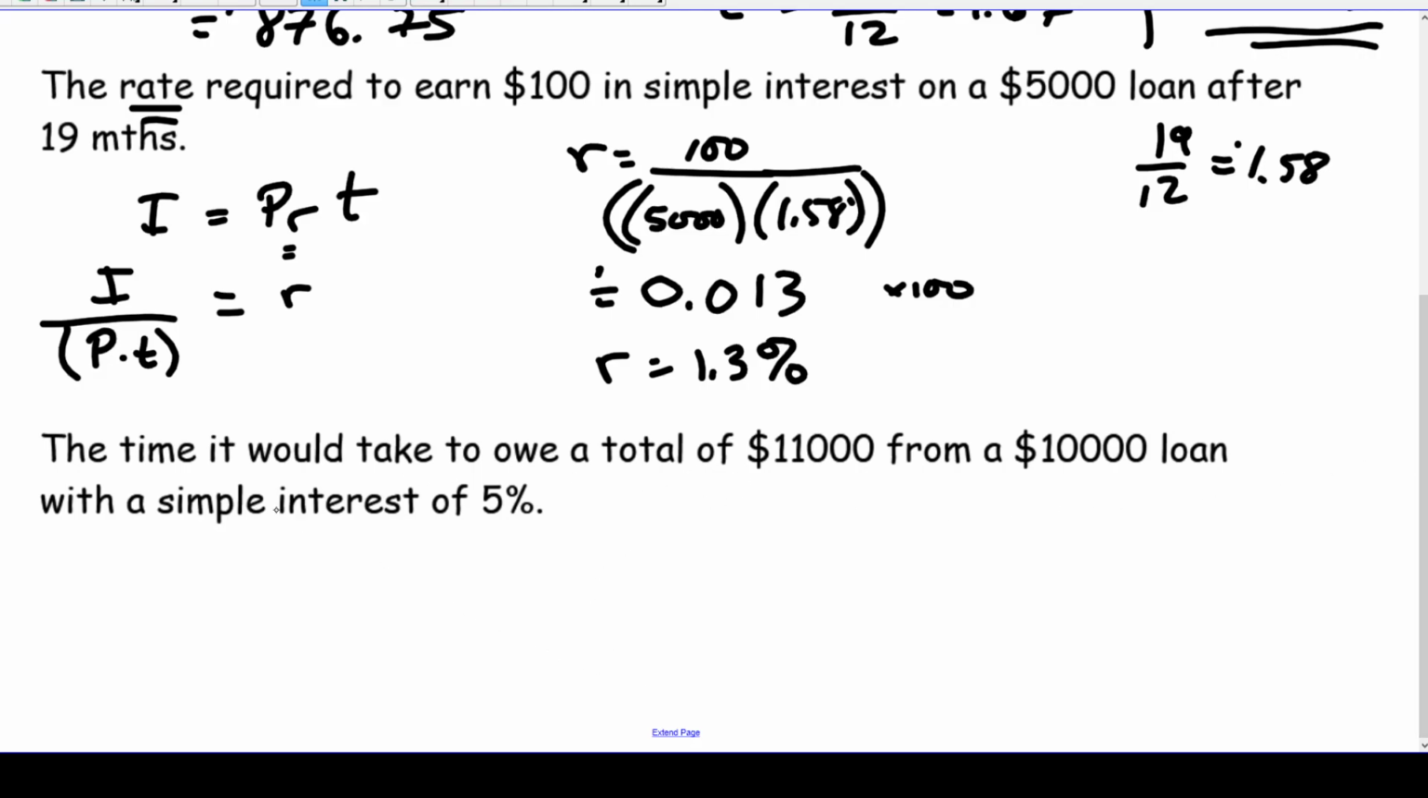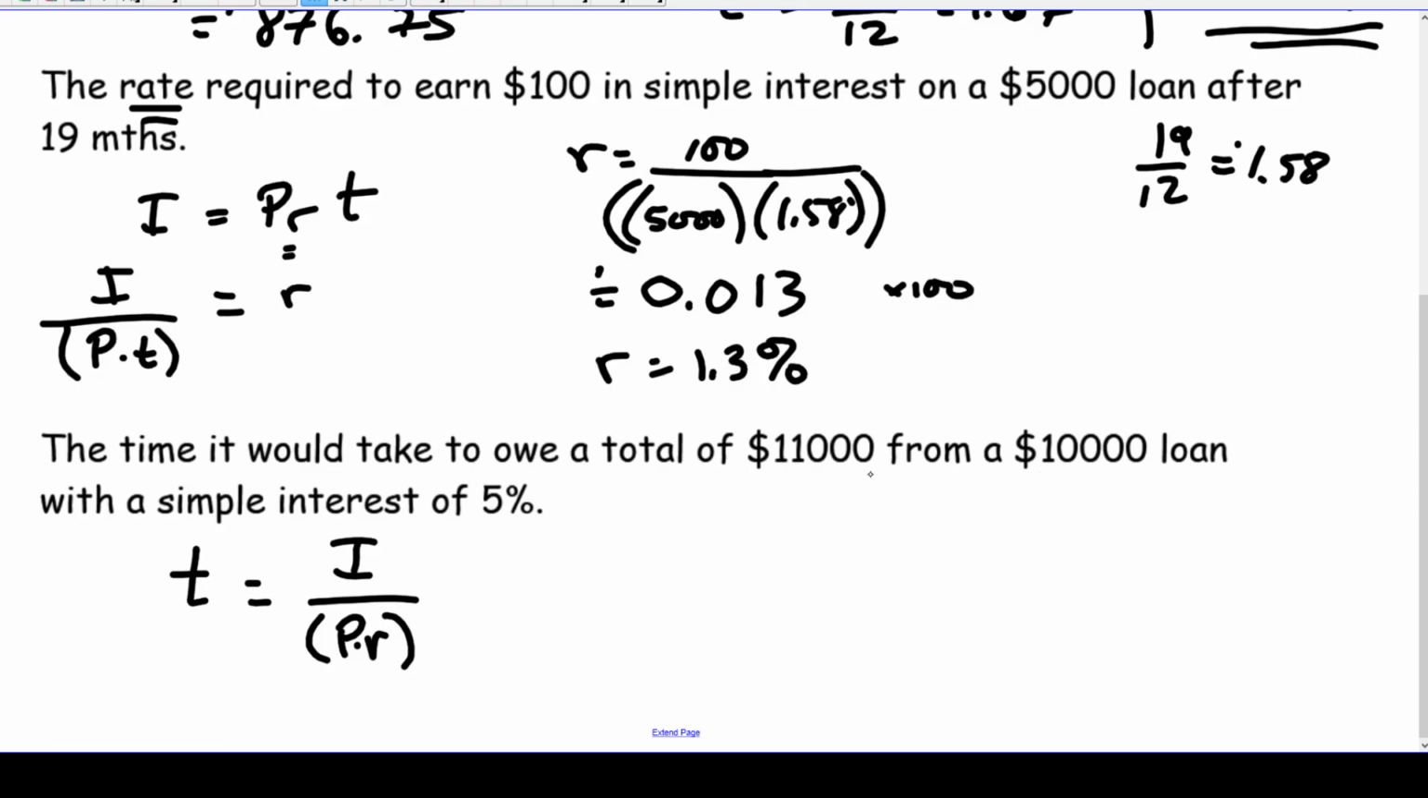And the final one here is asking to calculate the time it would take to owe a total of $11,000 from a $10,000 loan with a simple interest of 5%. So in this case, we're looking for T, and I'm hoping that from what we did up here, you can see that it's very simple to isolate T. We just divide by PR instead of what we did in the second example.